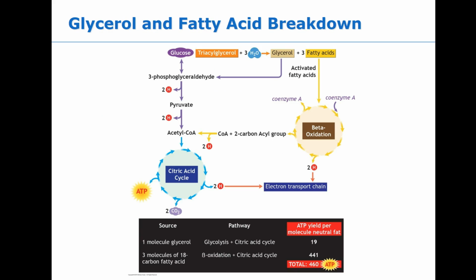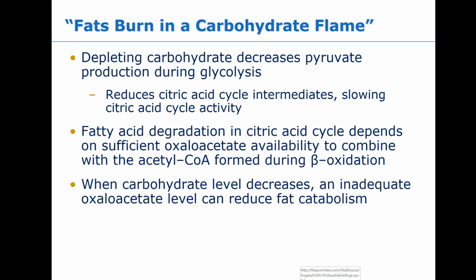You can see the breakdown, and again at the bottom I just want you to focus on the fact that fatty acid breakdown can yield a total of 460 ATP. That's a lot, especially when you're considering that our body only stores 80 to 100 grams of ATP in one setting. So this is where we're talking about fats burn in a carbohydrate flame.